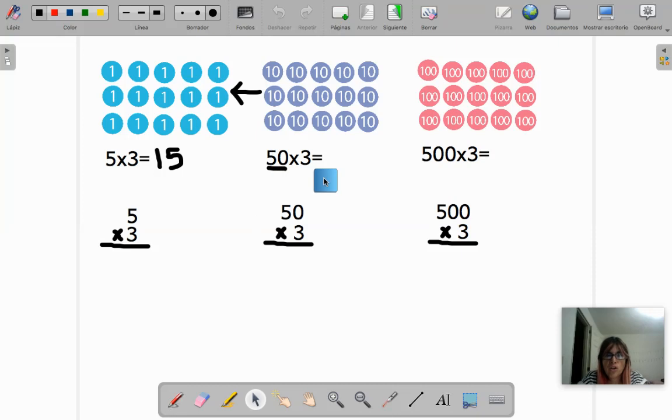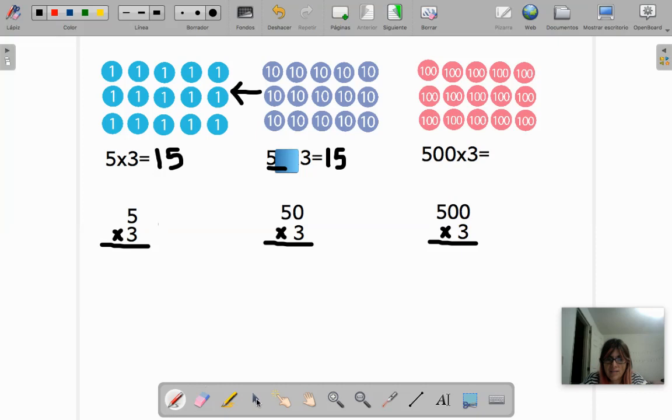So don't get scared because you say 50 times 3. When you do these kinds of multiplications where you see zeros, you kind of ignore the 0. So you end up doing the same as here, 5 times 3. So again, how much is 5 times 3? You just did it here. Excellent. 5 times 3 is 15.